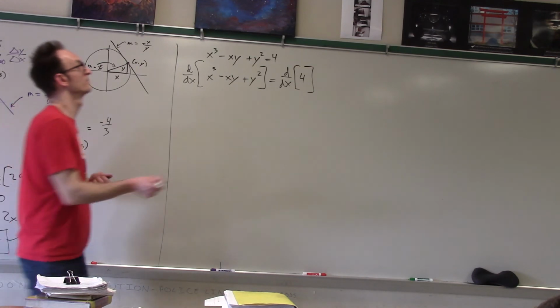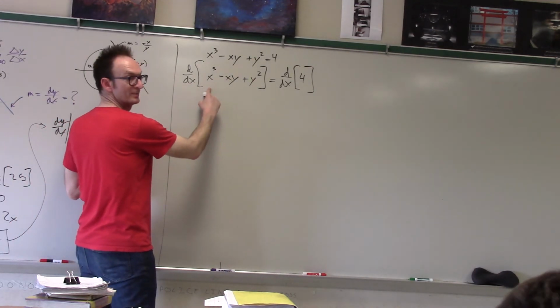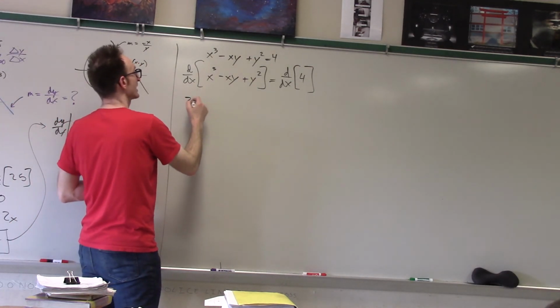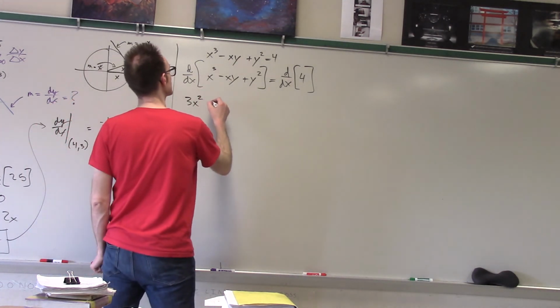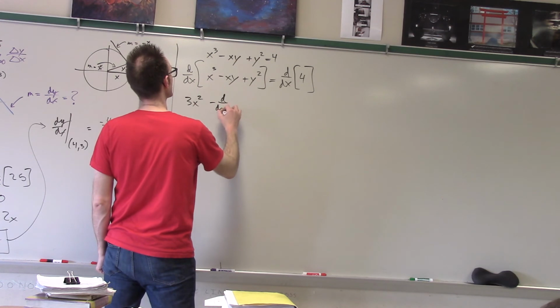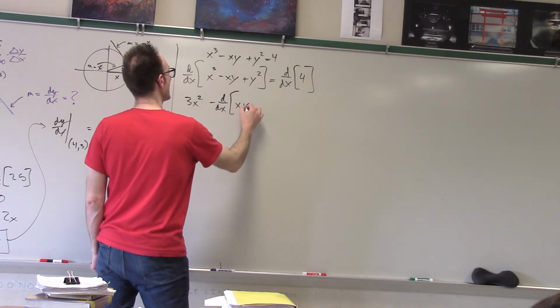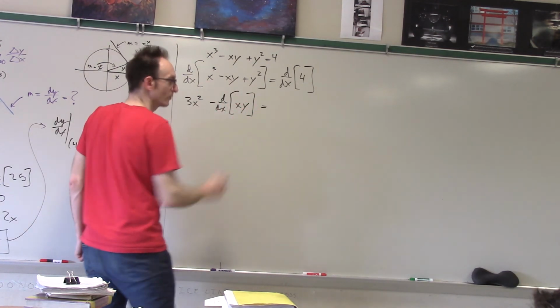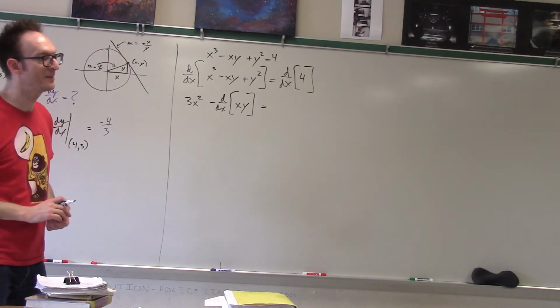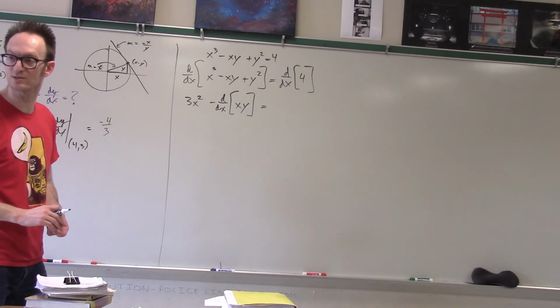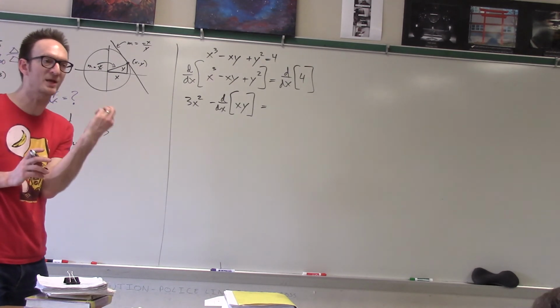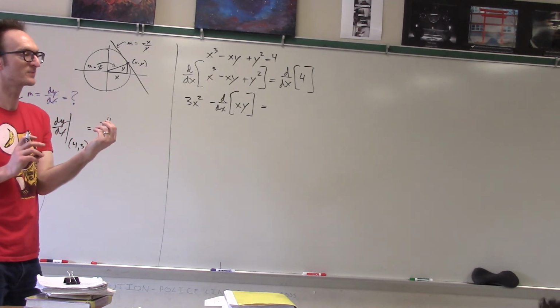All right, so let's go. What's the derivative of x cubed? That's the easy one: 3x squared. But now here's where we need to be careful, because I need to subtract the derivative with respect to x of xy. What is the derivative of xy? That sounds pretty hard, right? What does that even mean? How should we be thinking of x times y? It's a product.